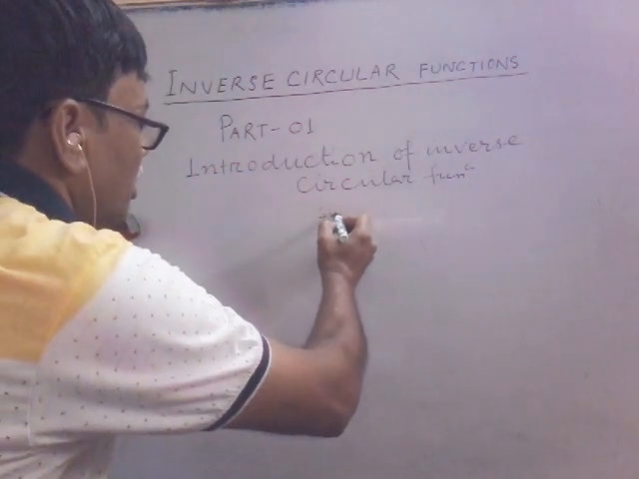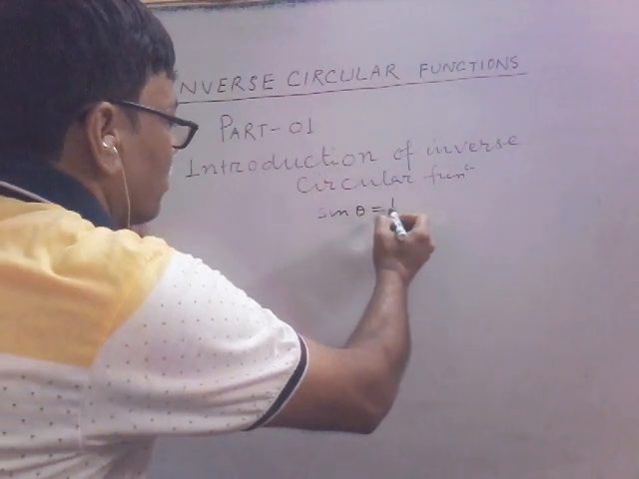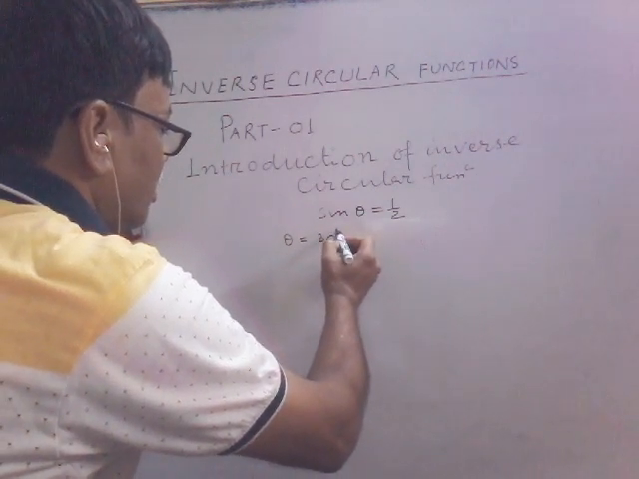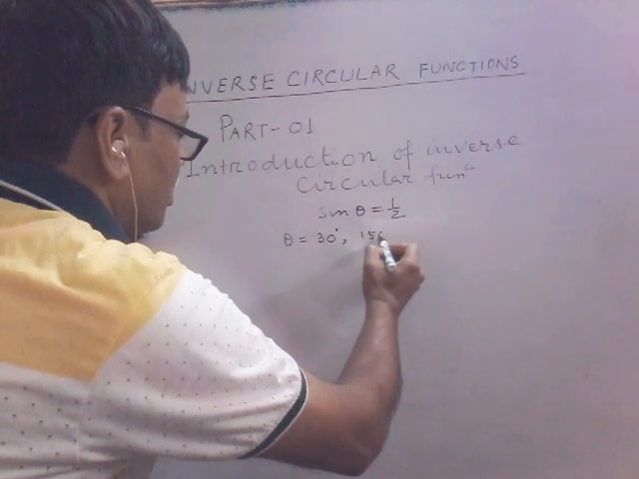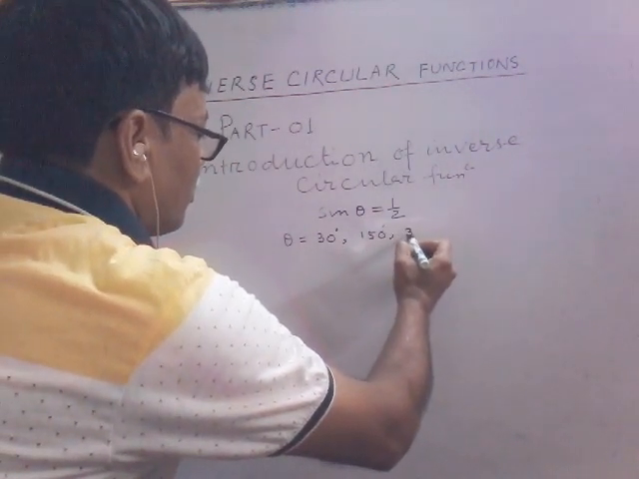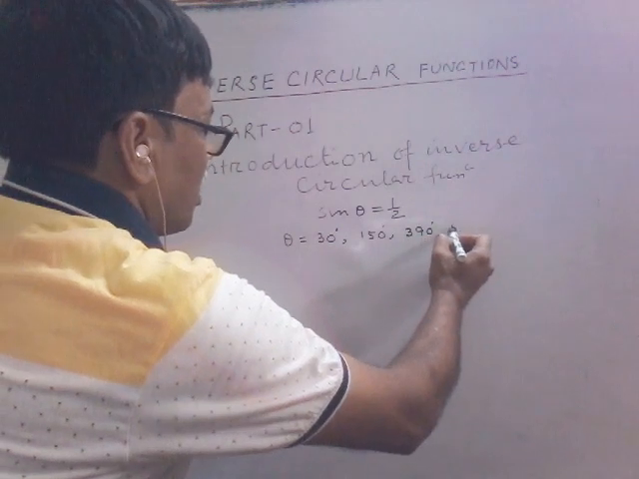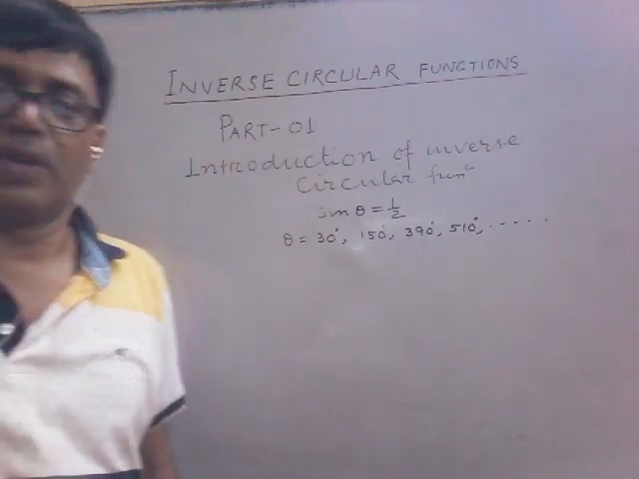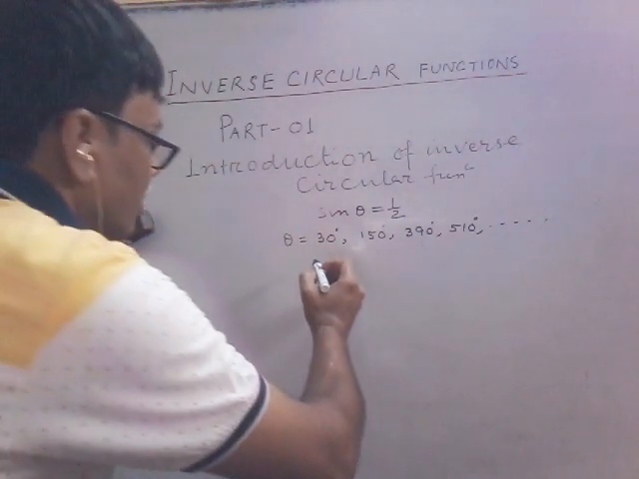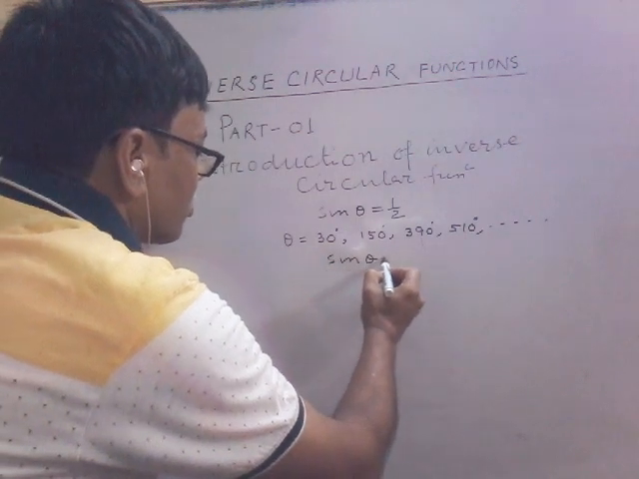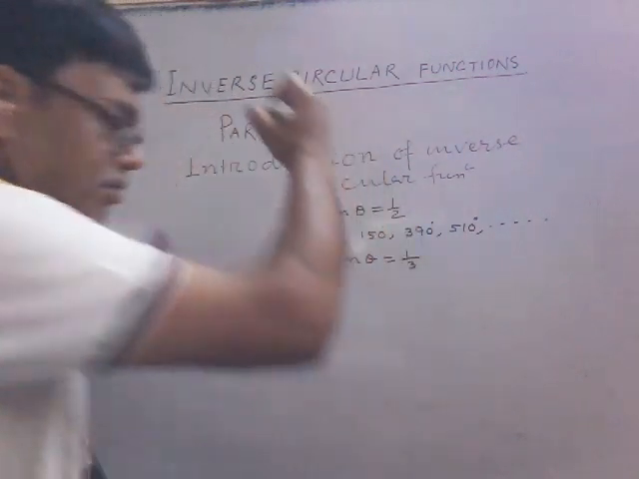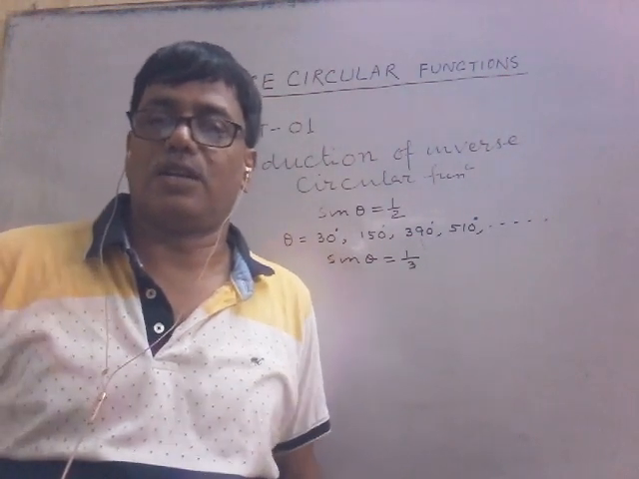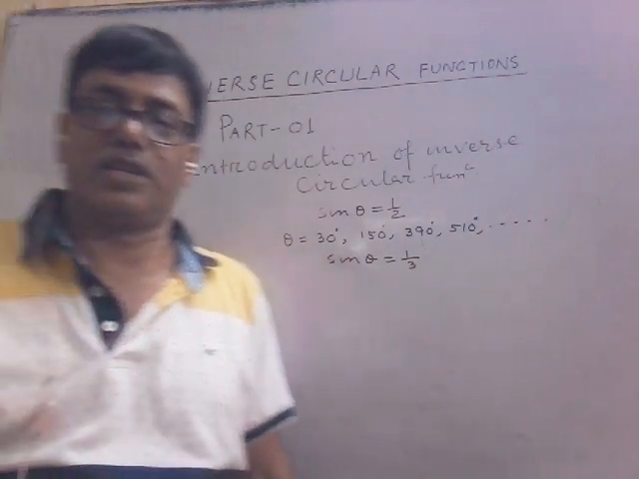You know, if sin theta equals half, then theta equals 30 degree, 150 degree, 390 degree, 510 degree. But if sin theta equals 1 by 3, we cannot find the value of theta without using trigonometric table.